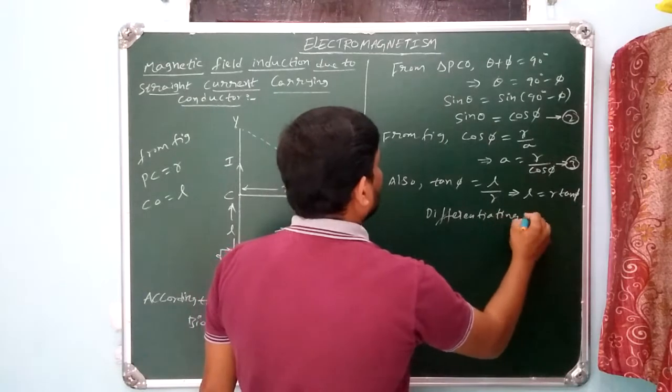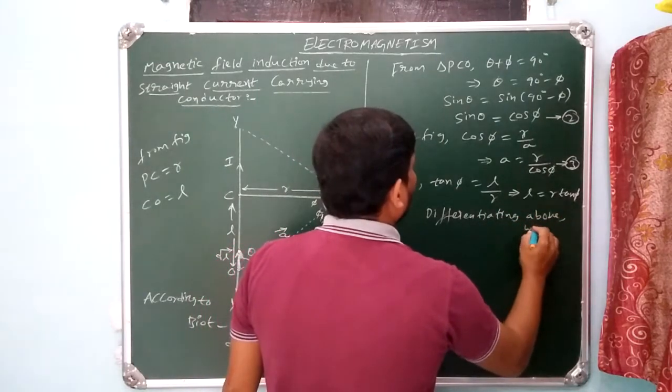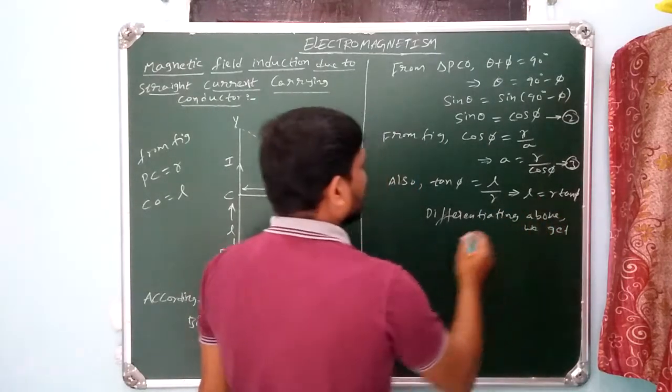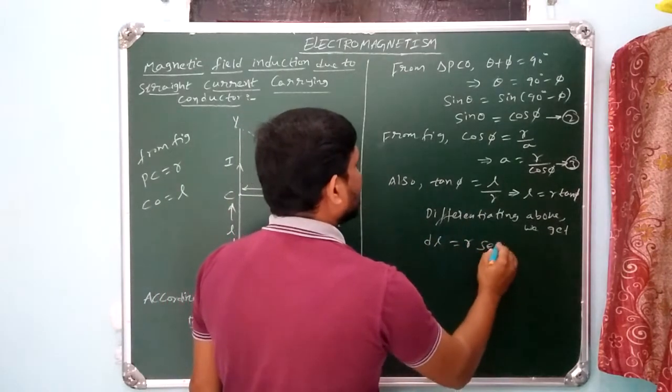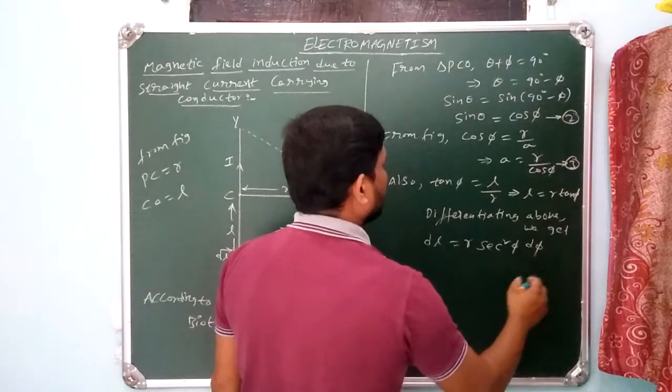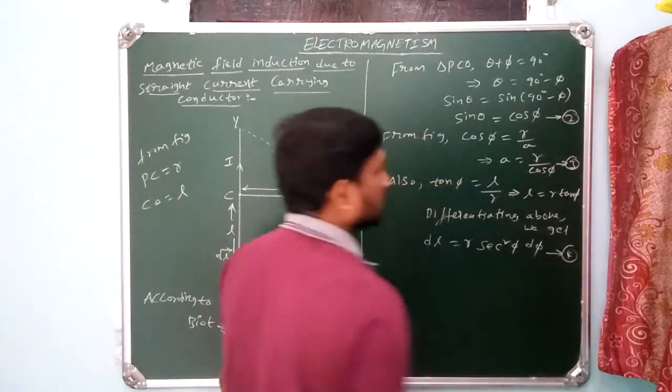Differentiating the above, we get dl is equal to r into tan phi, differentiation is here secant square phi into d phi. Let us call this equation 4.